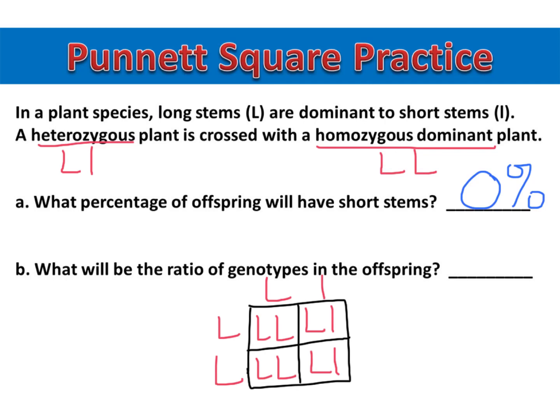Now I want to know what the ratio of genotypes will be in the offspring. Well, you can see I have two big L's, homozygous dominant, and two heterozygous, big L, little l. So my ratio is 2 to 2, but that can be reduced if I divide both of those by 2. So when I reduce that, I get a ratio of 1 homozygous dominant genotype for every 1 heterozygous genotype.